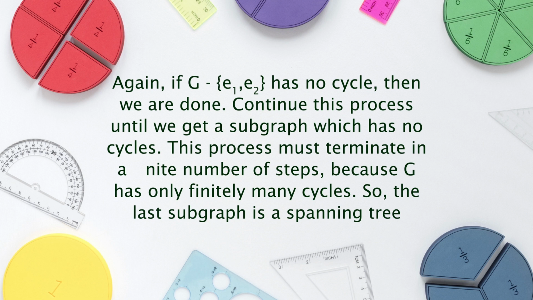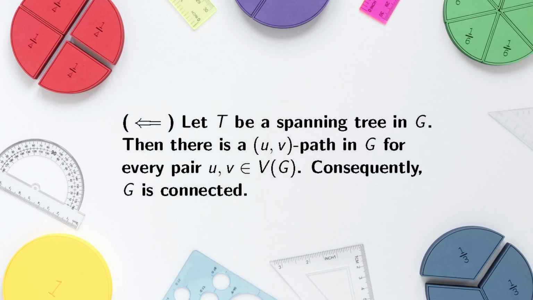So this process must terminate after a finite number of steps, and the last subgraph obtained by this process has no cycles, right? That means it is connected, has no cycle, and has the same vertex set as the original graph G, right? Which implies that the last subgraph is a spanning tree. The converse part is easy, as we have just proved it. You just assume that T is a spanning tree in G, then there is a u-v path in G for every pair u, v belonging to V(G), and consequently G is connected.